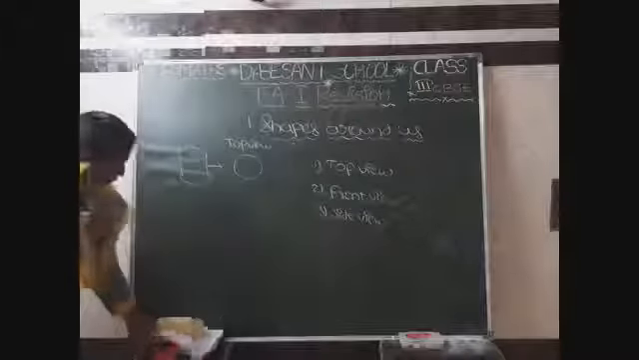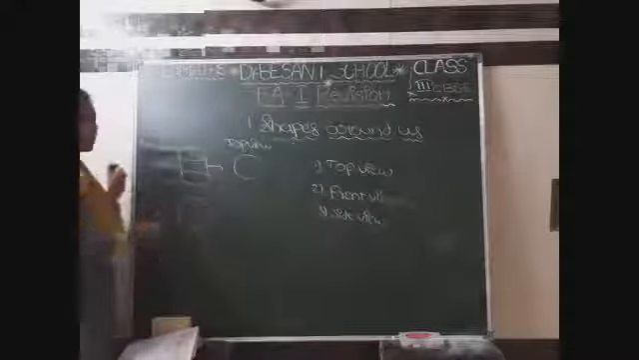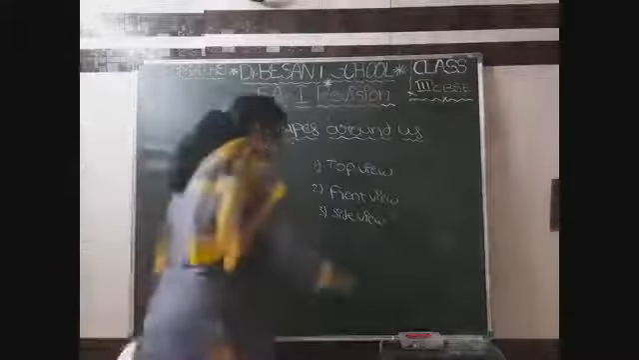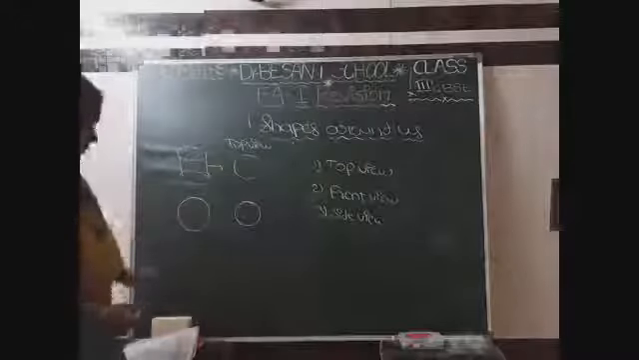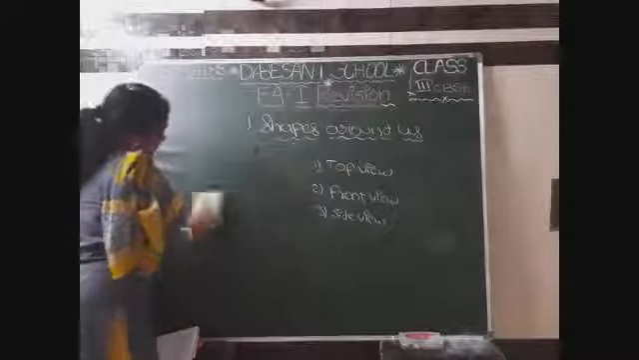Now see what is the next one, the sphere. What is the top view of the sphere? When we see from the top, we can see the circle shape only. These are about the top views. Now, front view over, top view over.